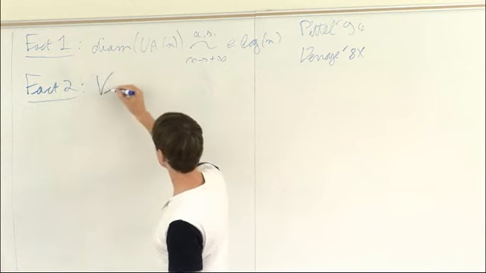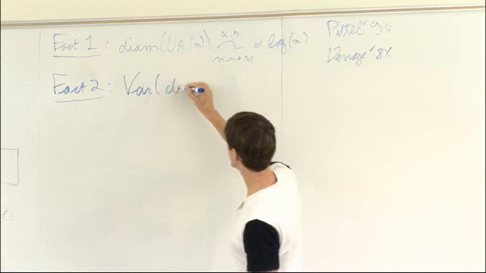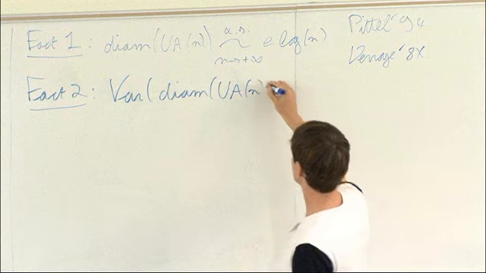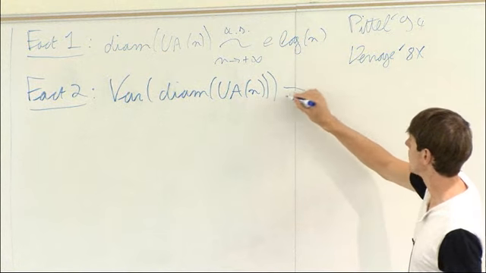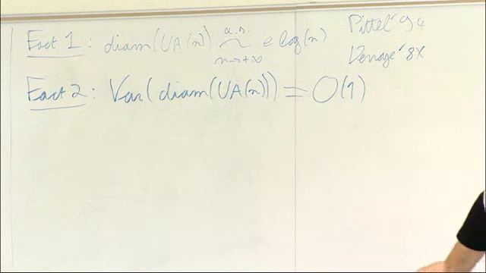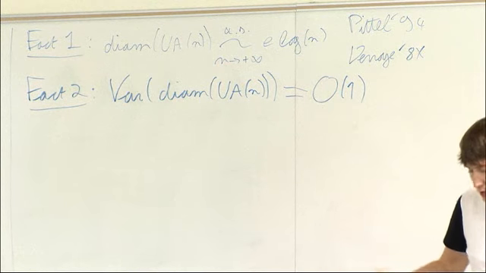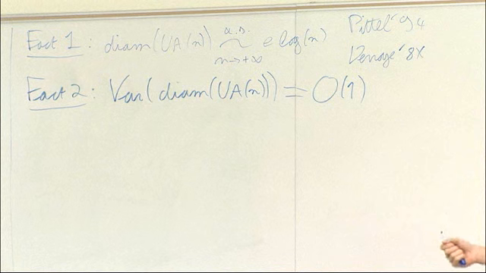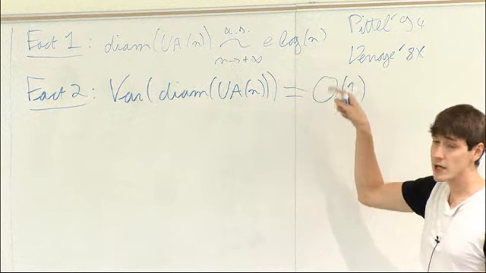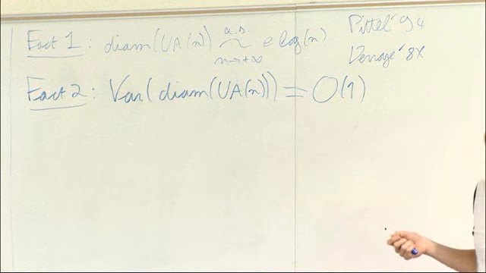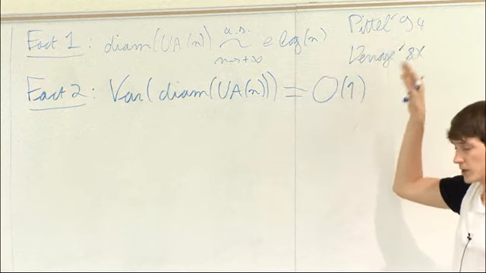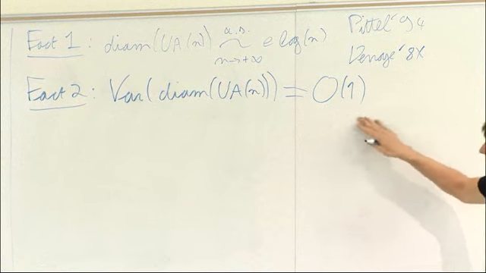Very, very impressive. If you look at the variance of the diameter, this is O of 1. Okay, so despite uniform attachment being this completely random process, the diameter is very tightly concentrated. It's basically e log n plus a constant. Okay, actually it's not entirely true. It's e log n plus a constant plus this variance term.